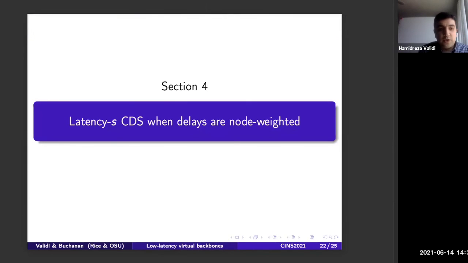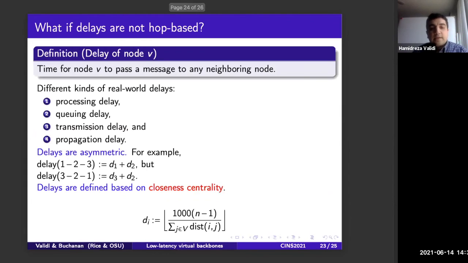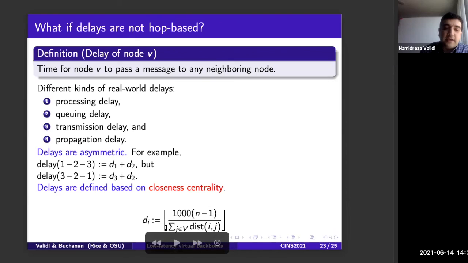So finally, we talk about the latency S CDS when delays are node weighted. We define some weights based on closeness centrality. The more central a node is, the less delay it has. And then you see that the delays that we defined here are not symmetric. So if you want to send a message from 1 to 3, the node weighted delay is D1 plus D2. But if you want to send the message from 3 to 1, then it is D3 plus D2, which is different from each other.